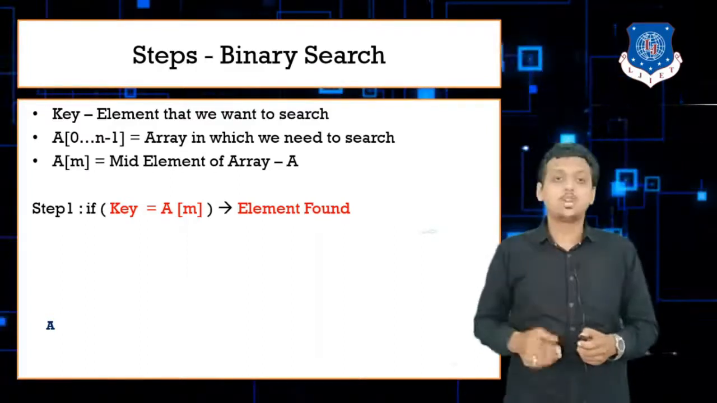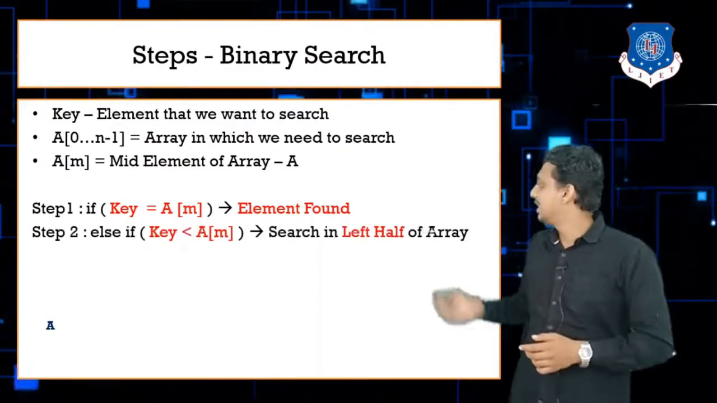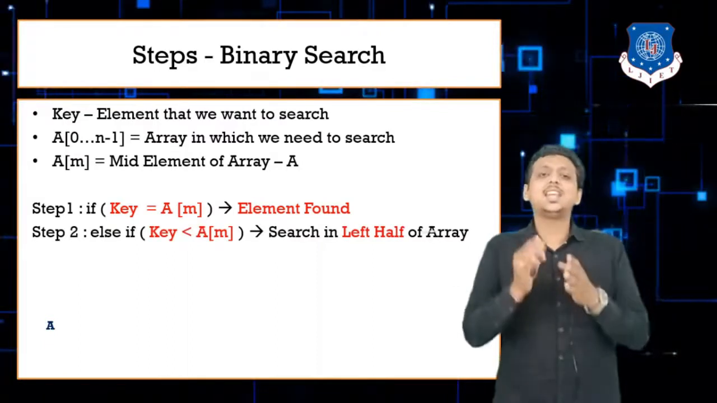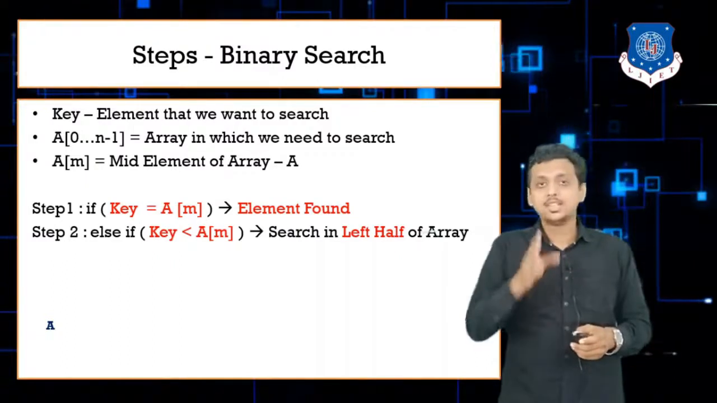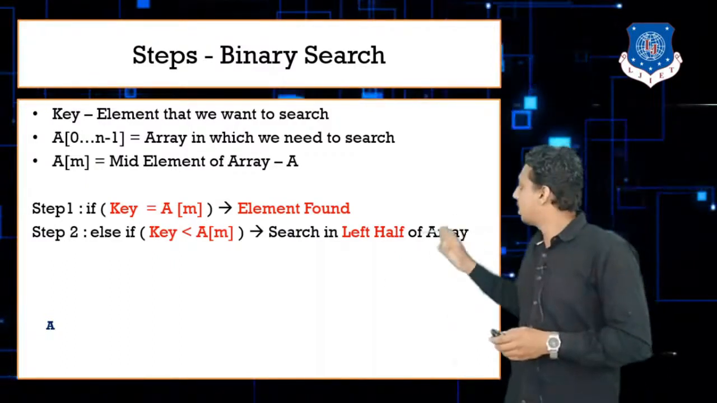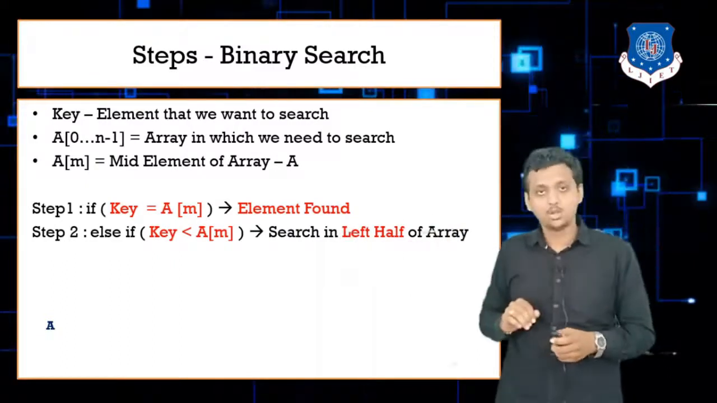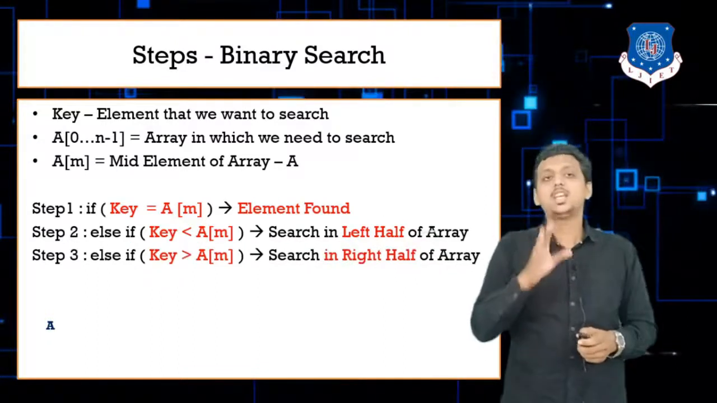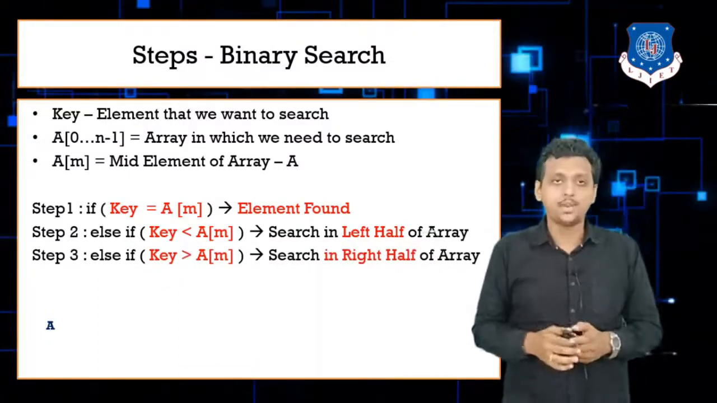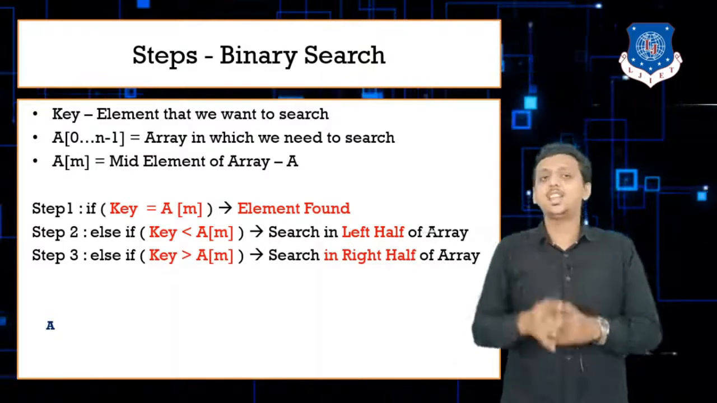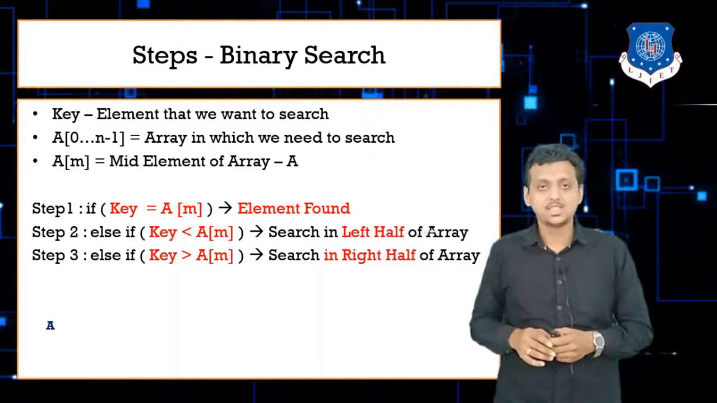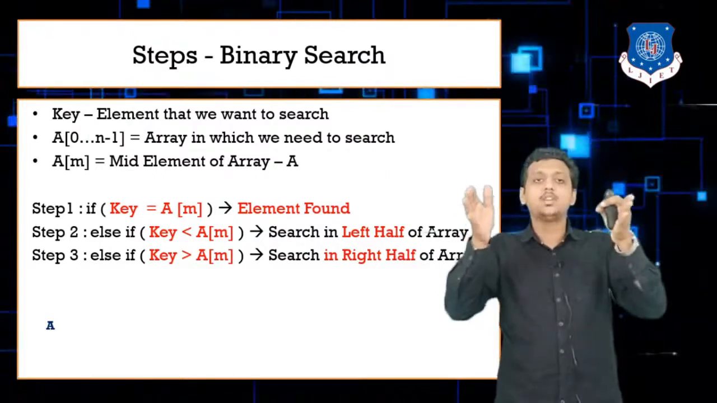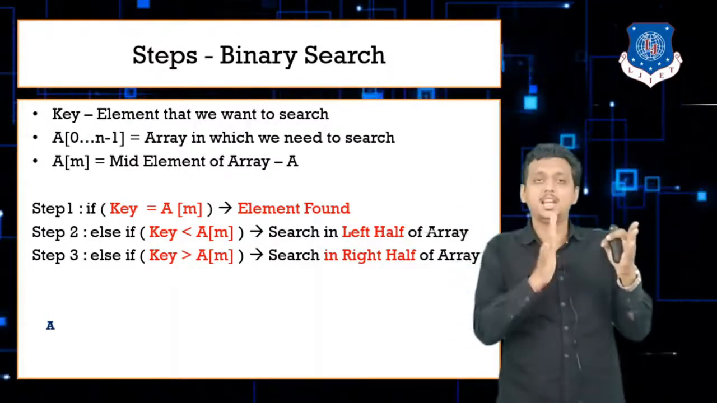But if it's not like that, the second case is if key is less than a of m. If key is less than a of m, that means you need to search in the left side of the array. And the third case is if the key is greater than a of m. If key is greater than a of m, then you need to search in the right part of the array.